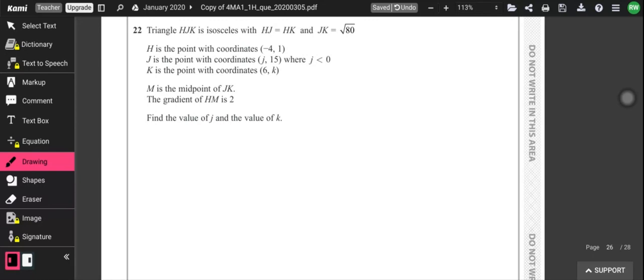So let's just do a quick sketch of what's going on here. We have H is at minus 4, 1, and we have a gradient of 2, so it's going to be quite a steep line. Let's just sort of put that through there like that.